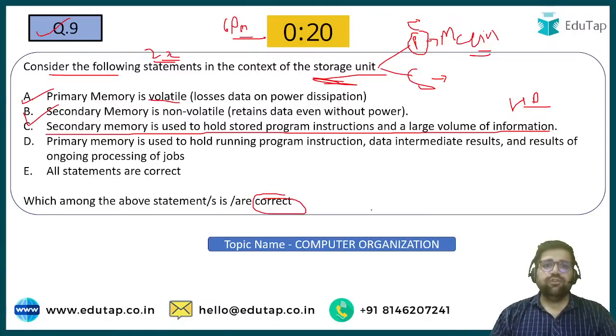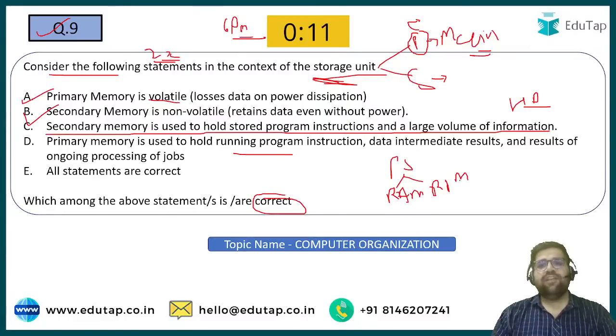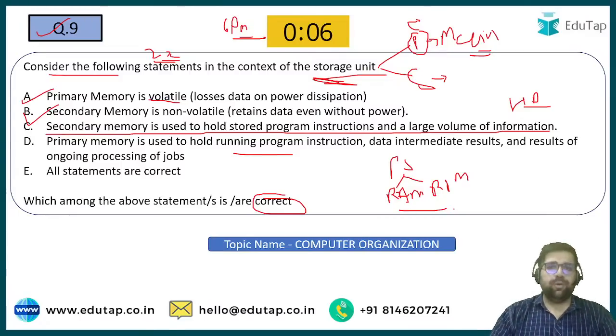Primary memory is used to hold running programs. This is also correct. Primary memory, or you can say primary storage, is further divided into RAM and ROM. Now, what is RAM and ROM? That I will tell you later. But RAM and ROM are one of the most important components of your computer. Okay. So, yes, statement number D is also correct.